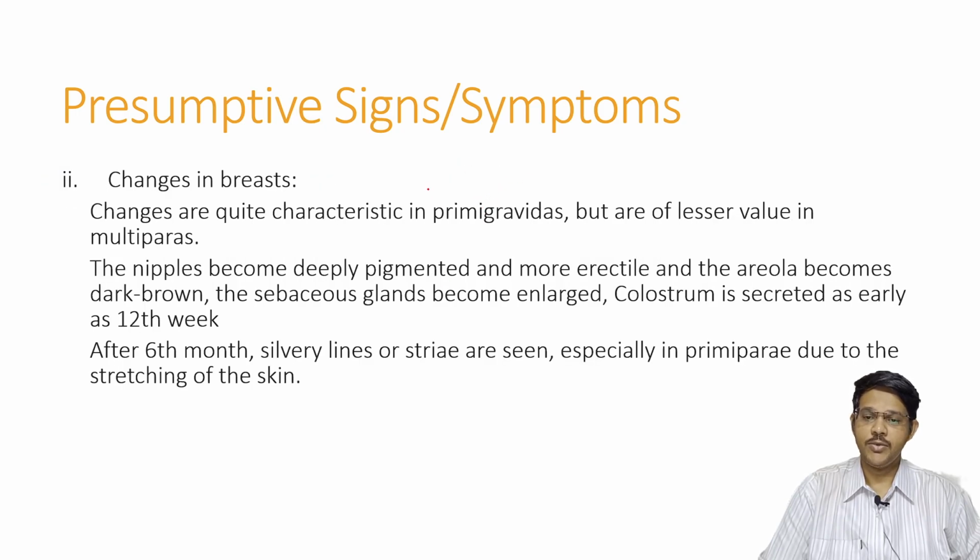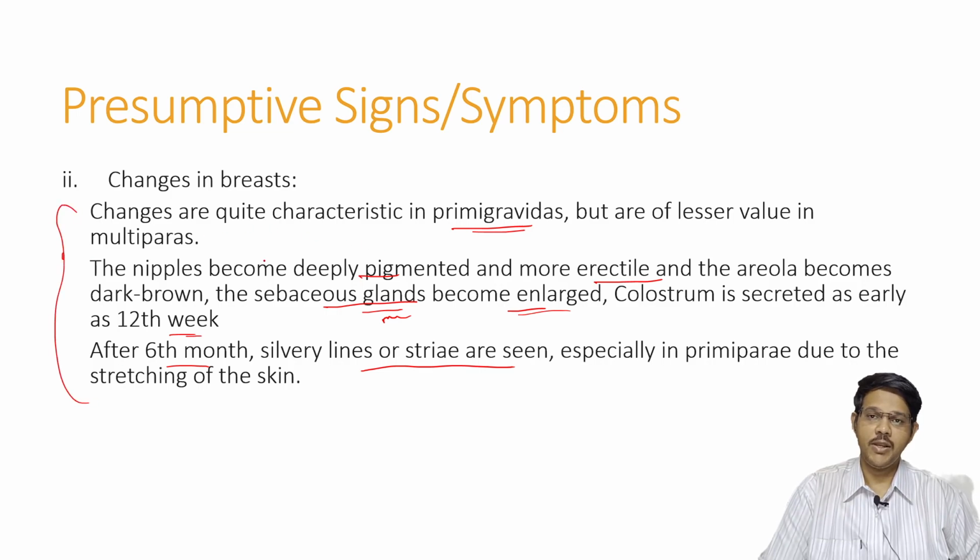Next presumptive sign is the changes in the breast. These changes are quite characteristic in primigravidas, the women who are pregnant for the first time, but they are of lesser value in multiparous women. The nipples become deeply pigmented and more erectile, the areola becomes dark brown in color, and the sebaceous glands, also known as Montgomery glands, become enlarged. Colostrum, the first milk secretion from the breast, starts secreting as early as the 12th week and becomes thick and yellowish as the pregnancy progresses. At around 6 months, silvery lines of striae are seen around the breast due to stretching of the skin. These are mainly seen in primigravidas, but not so appreciable in multigravidas.